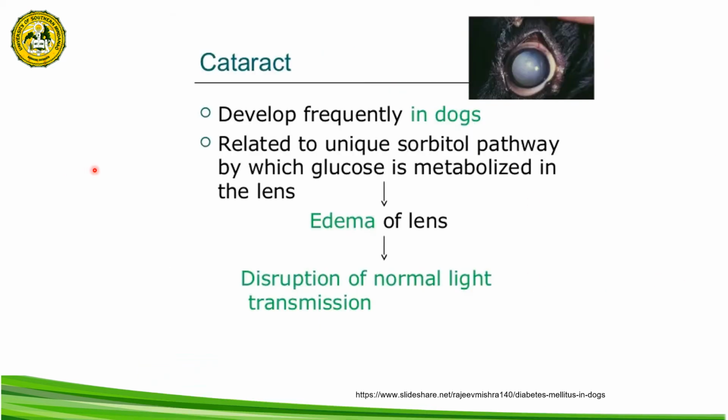So cataracts also frequently develop in dogs. This is related to a unique sorbitol pathway by which glucose is metabolized in the lens of the eye. This can result in edema of the lens and disruption of the normal light transmission.